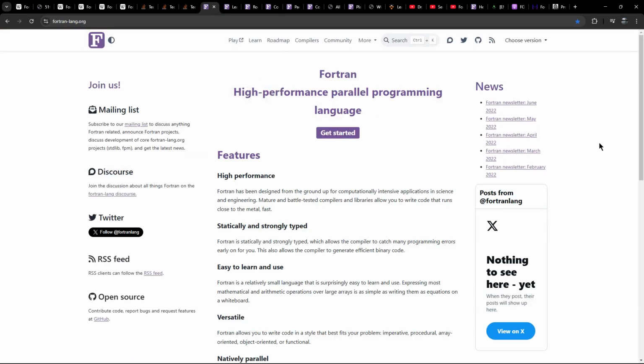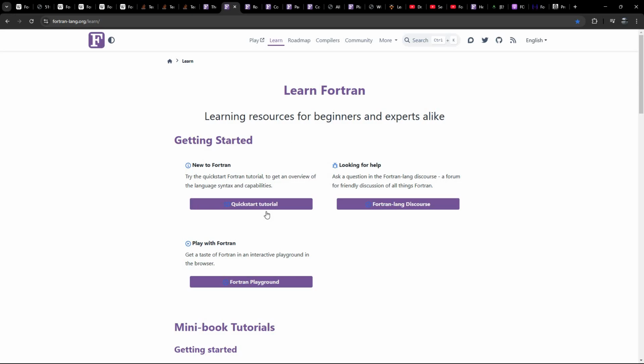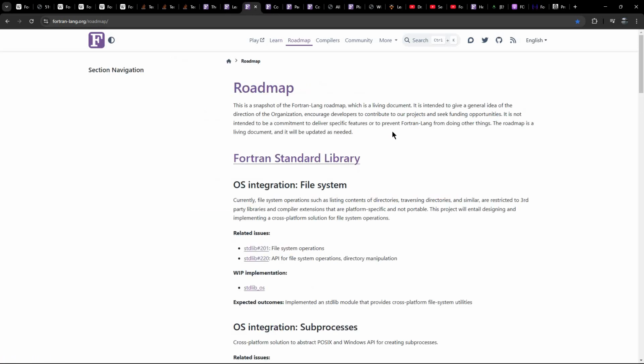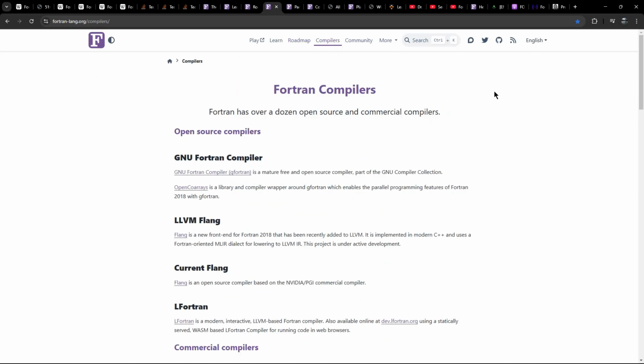So resource-wise, knock yourself out. This is another one where the main resource, I would call it, is Fortran-lang.org. There is just so much stuff here, and you could probably just do everything in here. So you've got your introduction, the main page. Then you've got information about learning Fortran, so a quick start tutorial. You've got the Fortran language roadmap, which gives you some idea of where everything's going and where it's come from.